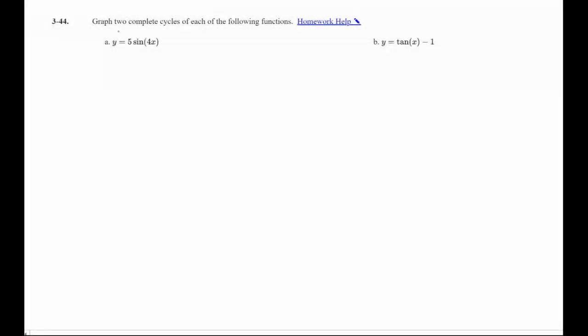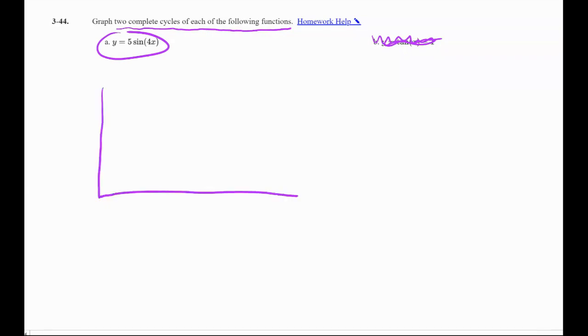Here I'm asked to graph 2 complete cycles of each of the following functions. Instead, though, I'm not going to deal with tangent right now. So here we're given a sine graph. So when we're dealing with sine here, a couple of things.